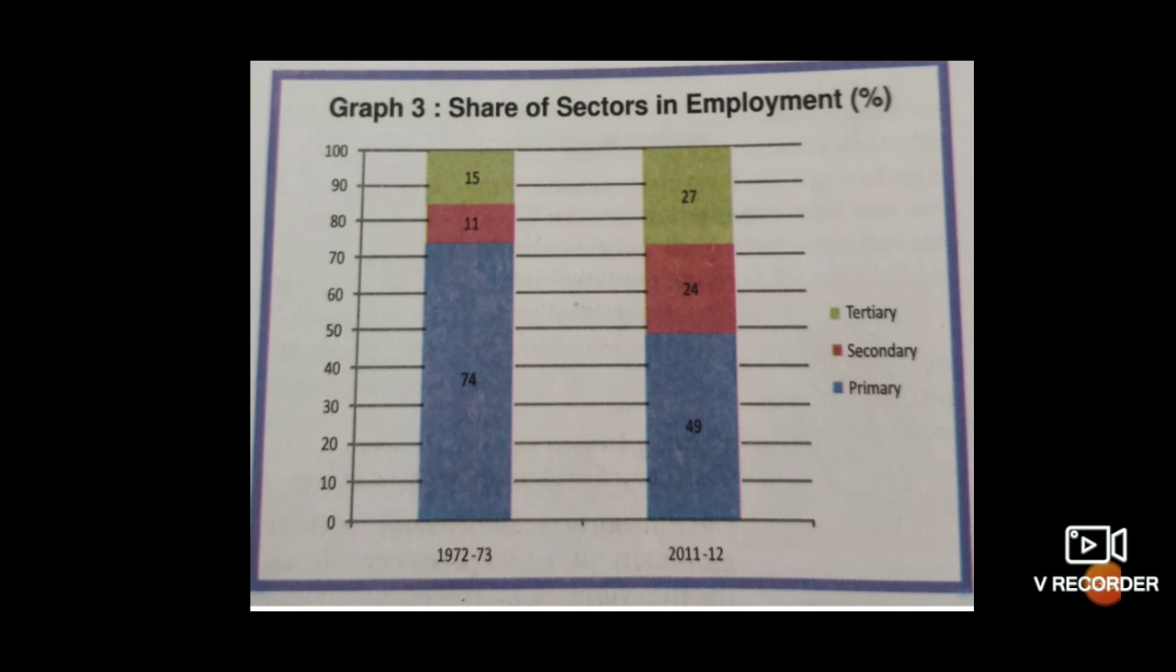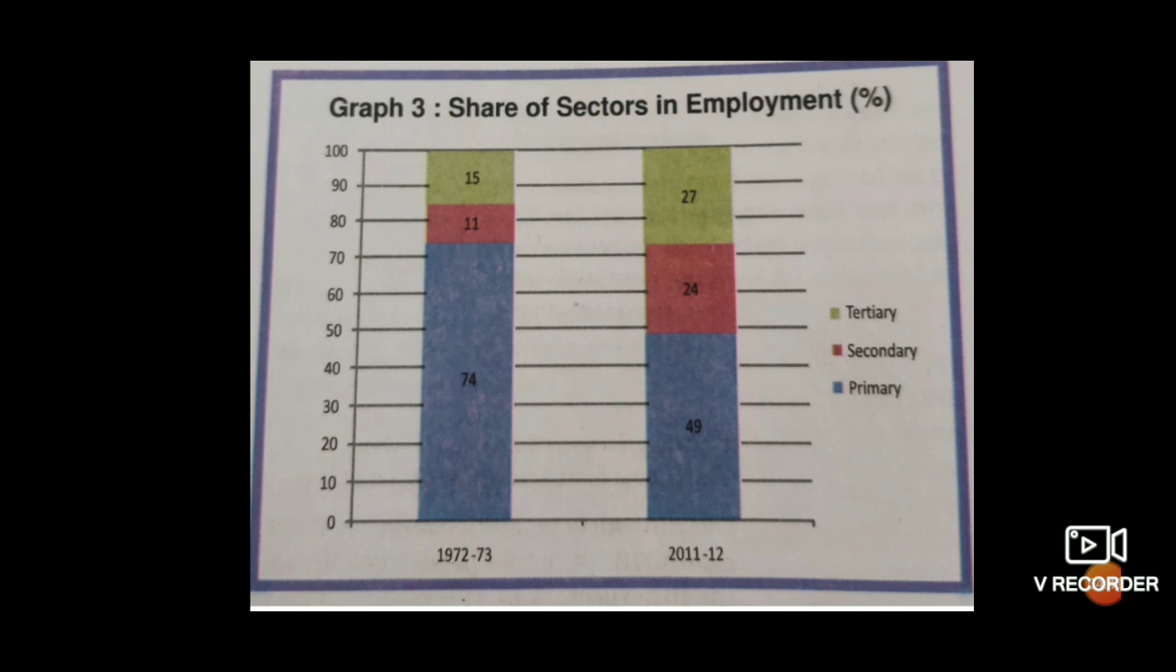Coming to 2011 and 12, they have given primary sector 49%, secondary sector 24%, tertiary sector 27% in the case of employment. And what is the question? Why did a similar shift out of the primary sector not happen in the case of employment? Why? Because in the primary sector 74% were employed in 72-73 and 49% are still employed in 2011-12, rather than in the secondary and tertiary sectors. It is because not enough jobs were created in the secondary and tertiary sectors. So this is a 1 mark question. The question and answer are given in your textbook, page number 25.